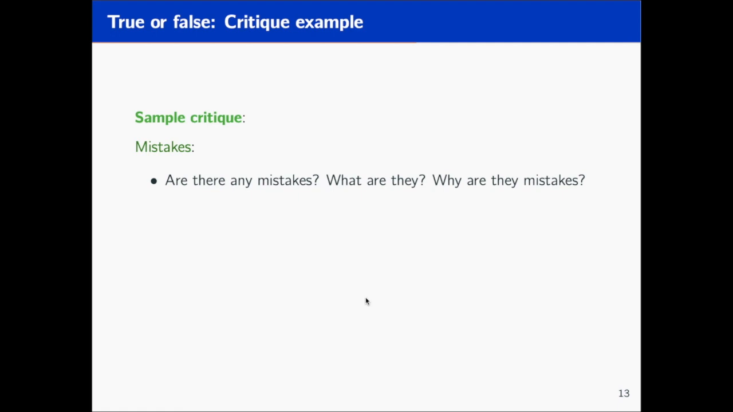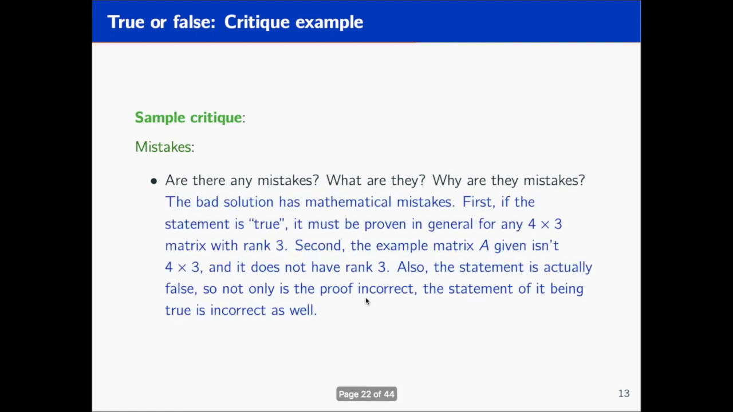For the mistakes, the first question is, are there any mistakes? What are they? Why are they mistakes? A sample response could be that the bad solution has mathematical mistakes. First, if the statement is true, it must be proven in general for any 4x3 matrix with rank 3. Second, the example matrix A given isn't 4x3, and it does not even have rank 3. Also, the statement is actually false, so not only is the proof incorrect, the statement of it being true is incorrect as well.